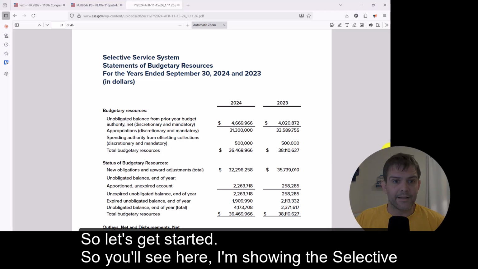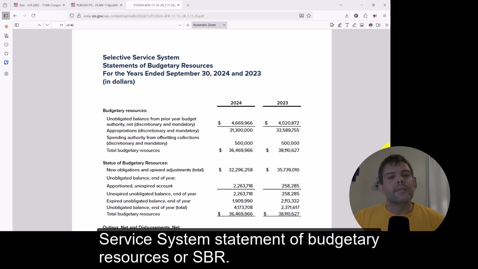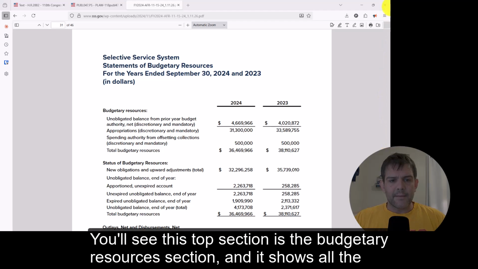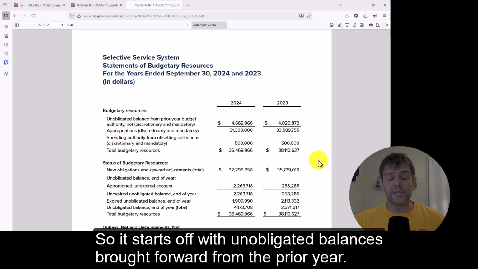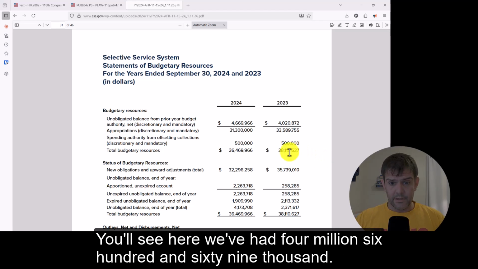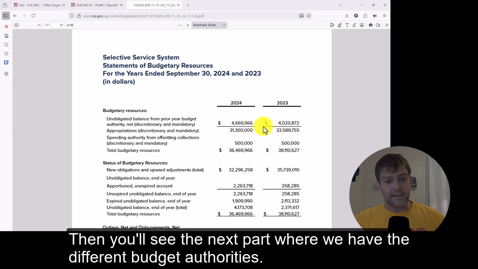So let's get started. You'll see here, I'm showing the Selective Service System Statement of Budgetary Resources, or SBR. You'll see this top section is the Budgetary Resources section, and it shows all the available budgetary resources that the Selective Service System has for that year. So it starts off with unobligated balances brought forward from the prior year. You'll see here we had $4,669,000. Then you'll see the next part where we have the different budget authorities.